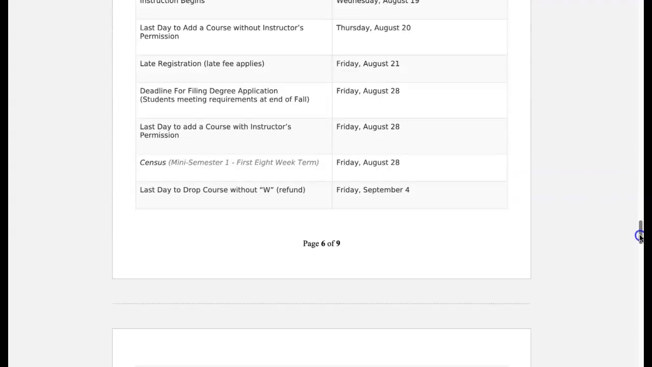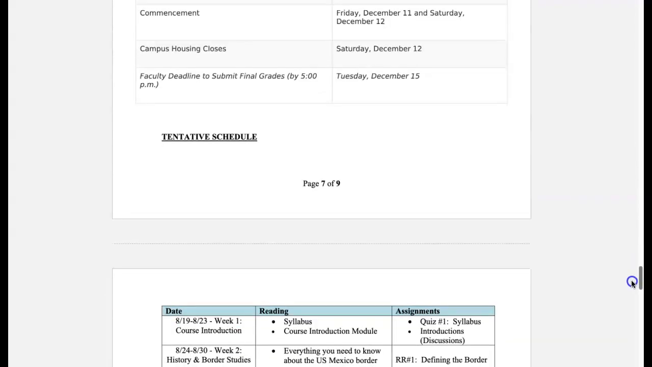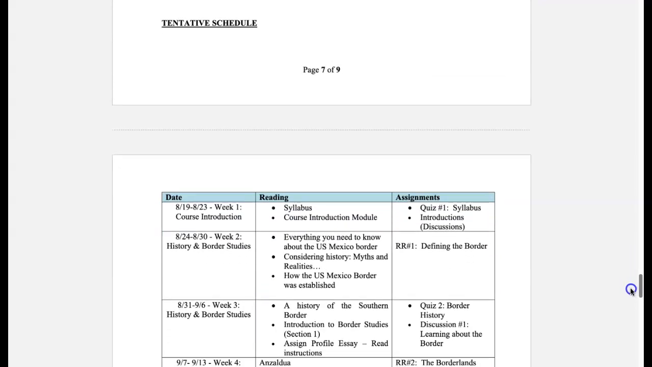So here we have the important dates, and then we have our tentative schedule. Basically how I divided this up, I divided it up into 3 columns, which is the date, what you're supposed to read for the week, and the assignments that are due for that week.